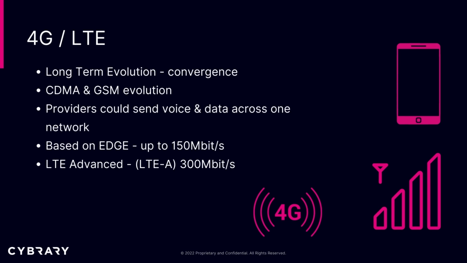LTE is based on the evolution of GSM, which was EDGE, the Enhanced Data rates for GSM Evolution. Also, as a side note, CDMA did evolve as well, to something called EVDO. Now, this new 4G, or LTE, technology improved throughput up to 150 megabits a second. Some areas saw LTE Advanced, which had throughput speeds up to 300 megabits. So we are moving down the path of improving technology with 4G LTE. This improved communications a lot, with much faster connectivity as well as better call quality.